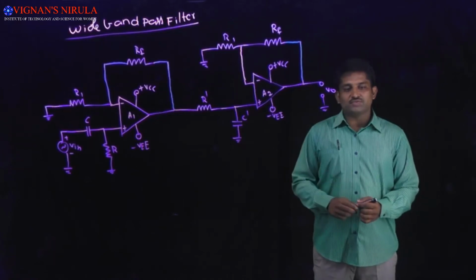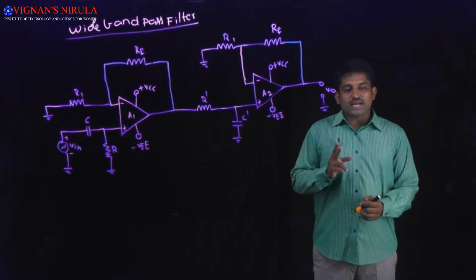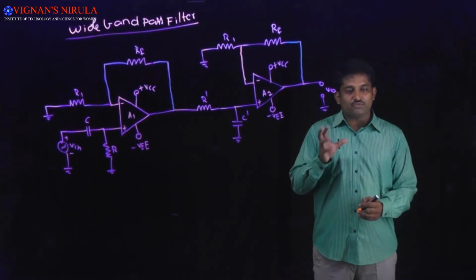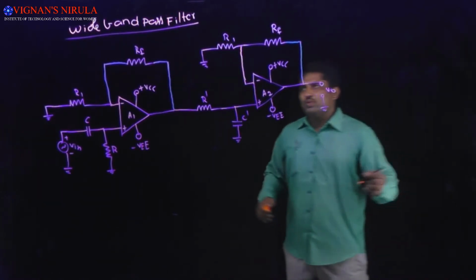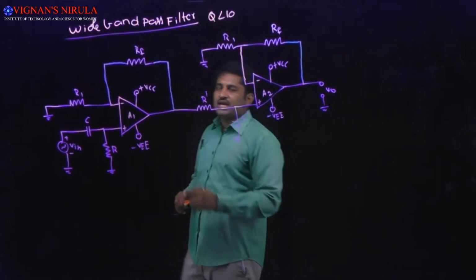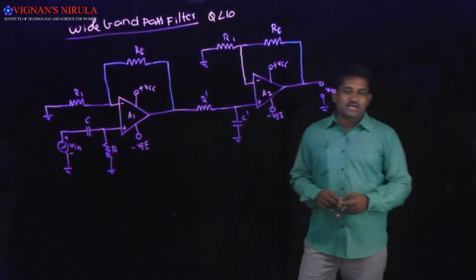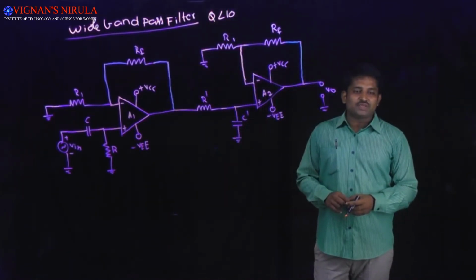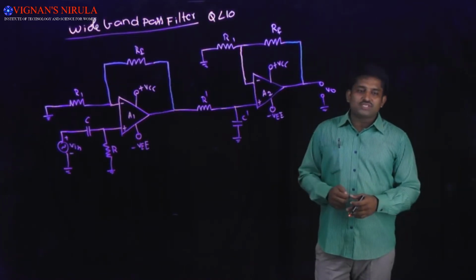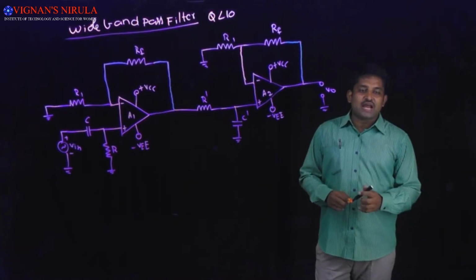Wide band pass filter. There are two types of band pass filter depending upon the value of Q, which is nothing but the figure of merit or quality factor. If the Q value is less than 10, then it is treated as a wide band pass filter, and for the wide band pass filter the bandwidth will be high. Whenever Q is greater than 10, then it is treated as a narrow band pass filter.